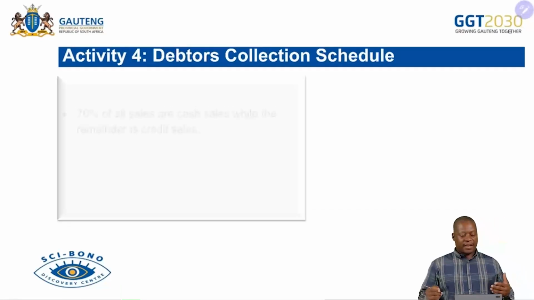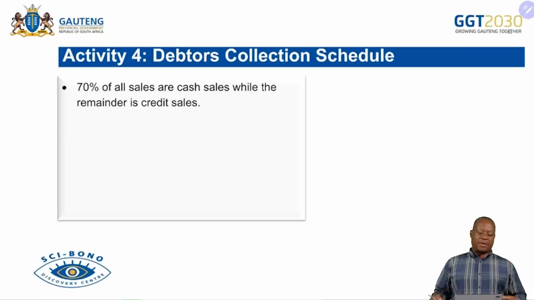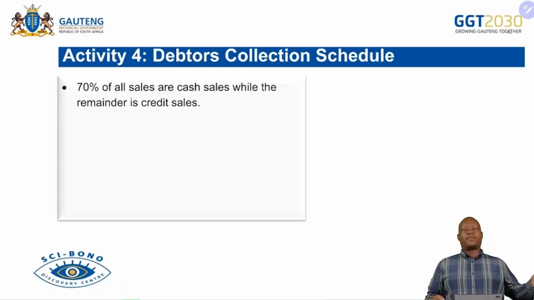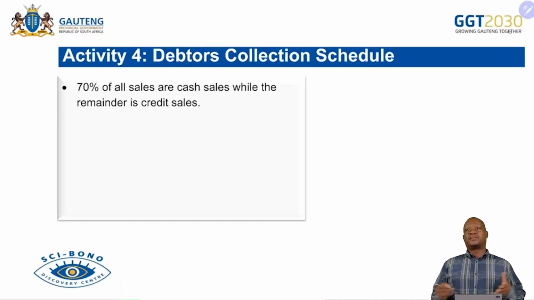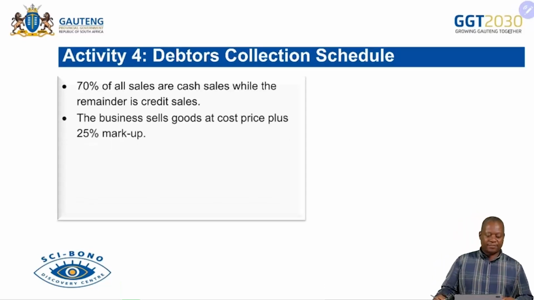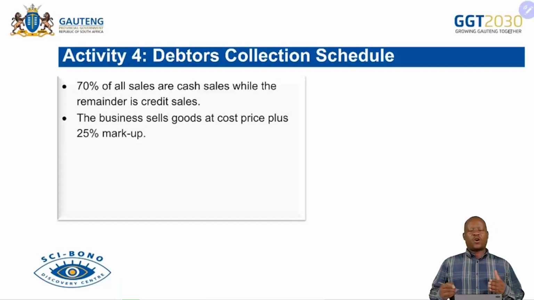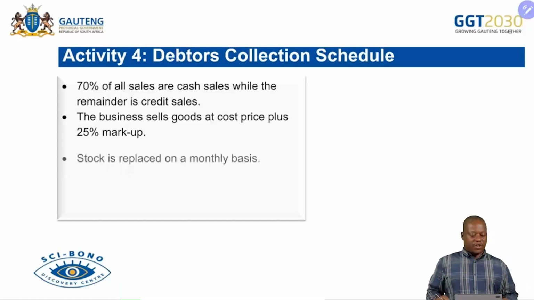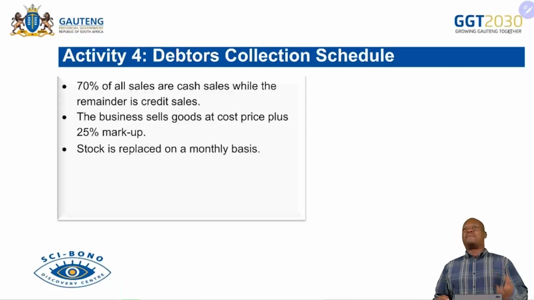Let's do it. Information now. The first piece of information that we are getting is 70% of all sales are cash, while the remainder is credit. Simple, guys. 30% of our sales are on credit. Now, the business sells goods at cost plus 25% markup. The issue of markup is coming again, 25%. The relationship between cost of sales and purchases. And then we move on to stock is replaced on a monthly basis. They've been saying this. They will continue to say this.